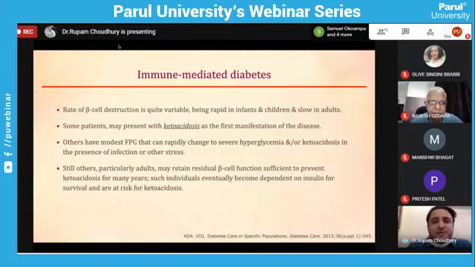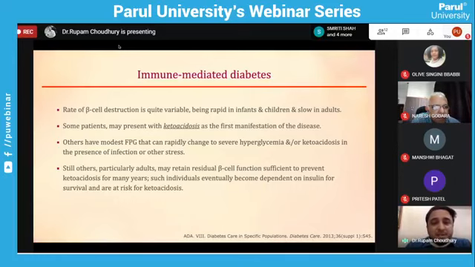Some patients may present with ketoacidosis as the first manifestation of the disease. Others have modest fasting plasma glucose that can rapidly change to severe hyperglycemia or ketoacidosis in presence of infection or other stress. What happens is, if a patient's beta cell destruction starts, and on top of that the patient gets some kind of infection, whether viral or bacterial, the entire beta cell destruction accelerates, and the patient suddenly lands up in severe hyperglycemia, glucotoxicity, and ketoacidosis.